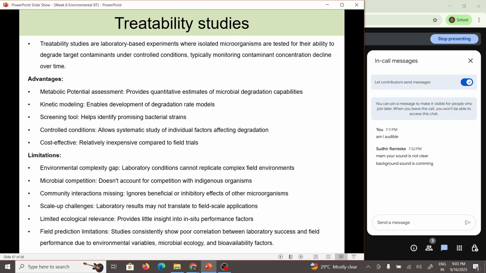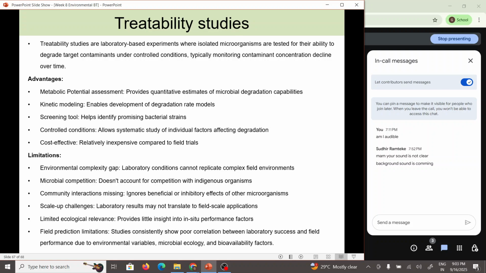So when we try the experiment at different temperature, pH and pressure conditions, under what conditions are we getting the optimal results or the maximum efficiency, that we will be able to screen. And treatability studies are cost effective because we are going to do the study in laboratory scale, and hence we will reduce the chance of failure in case of field studies.